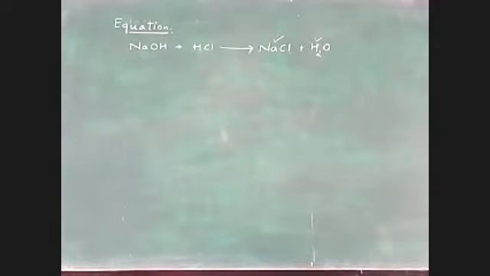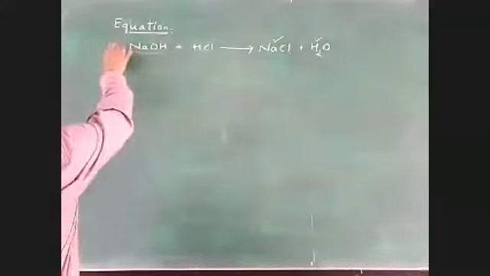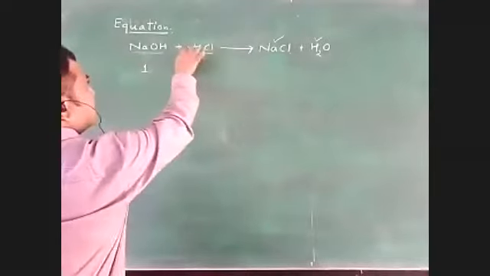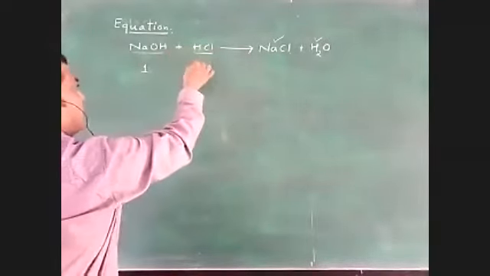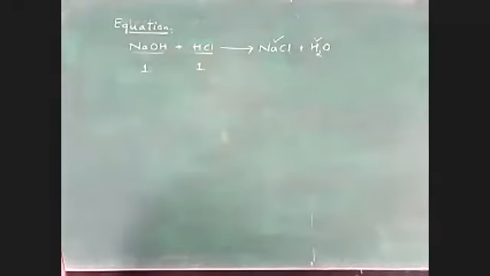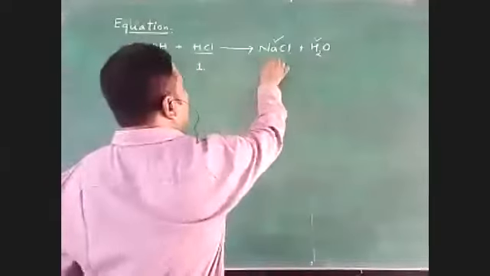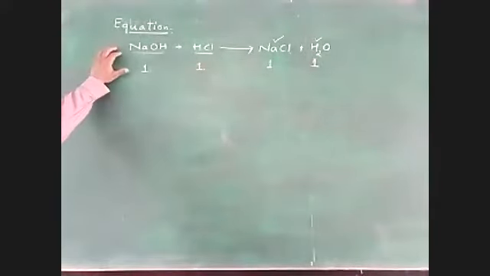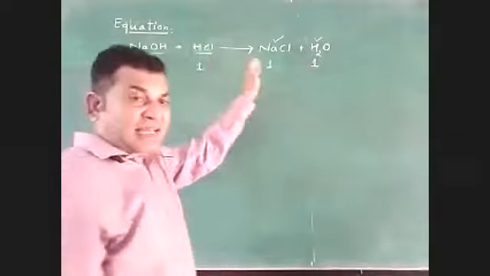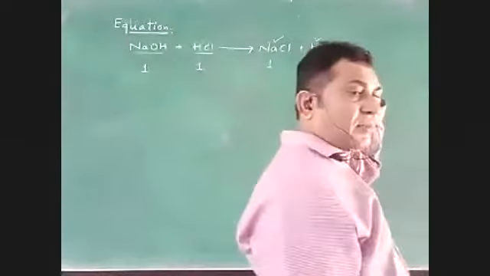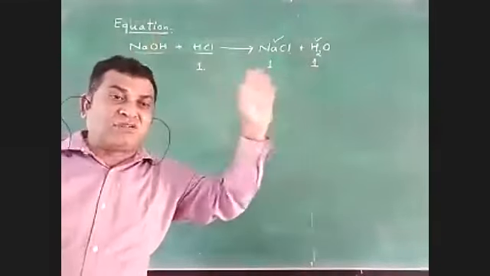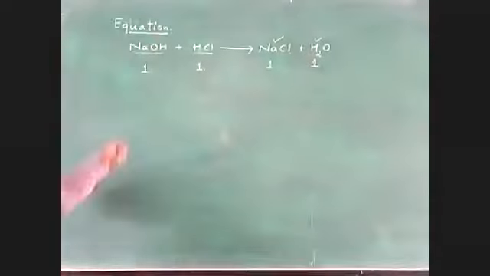This reaction, actually, I am going to speak like this. Here, the stoichiometry of NaOH: there is nothing, so the stoichiometry of NaOH is one. HCl, there is nothing in coefficient. So this side, one. Here also one. The stoichiometry in this reaction of NaOH is one, HCl is one, NaCl is one, and H2O is one, because there is no coefficient beside these elements or compounds.